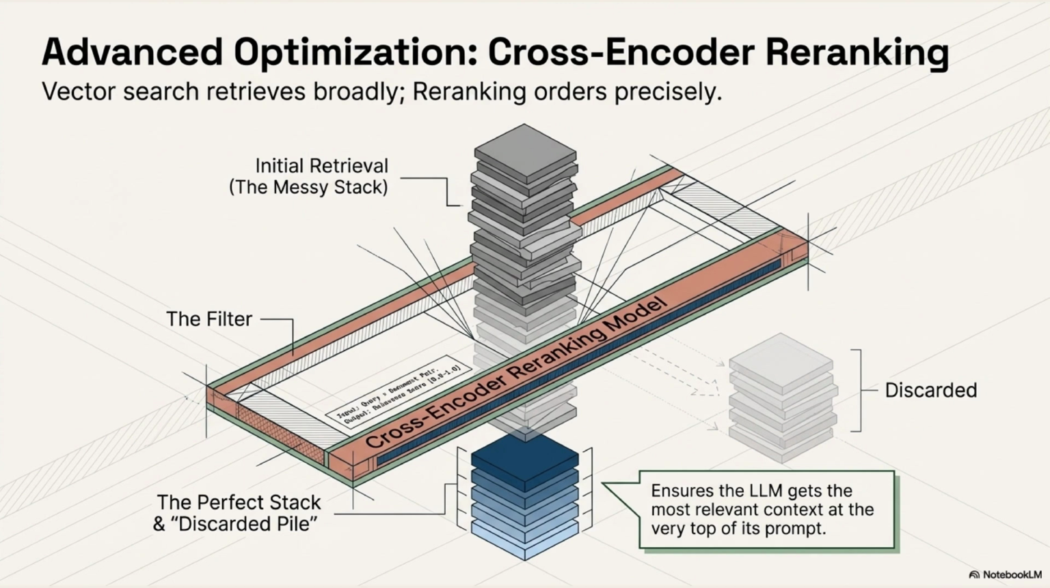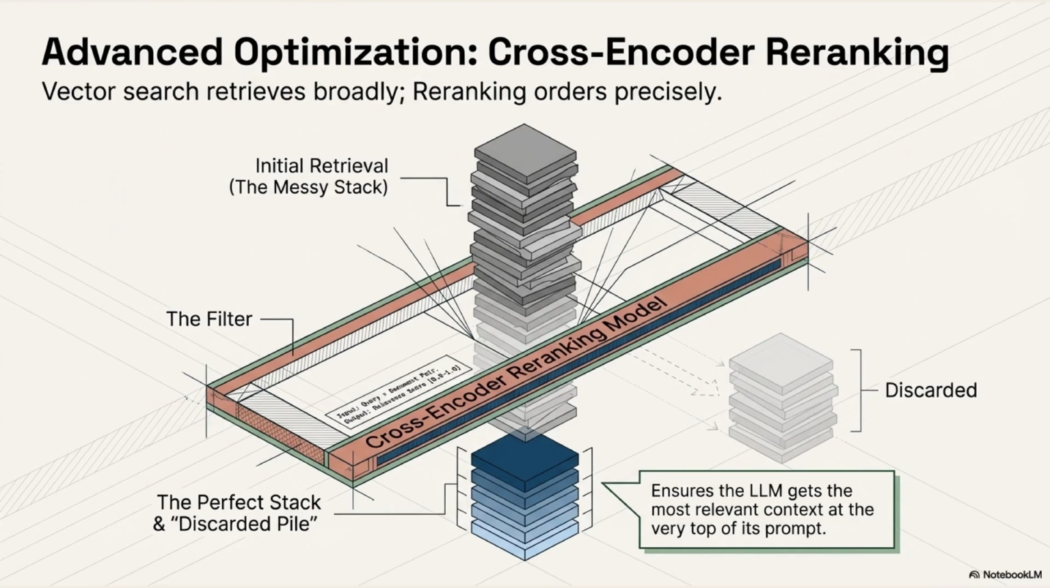Look at the diagram. On the left, you have initial retrieval, the messy stack. It's literally drawn as a tall, disordered pile of document slabs. Your hybrid search returned 20, 30, maybe 50 results. They're roughly relevant, but they are not sorted by quality. The most relevant chunk might be buried at position 15.